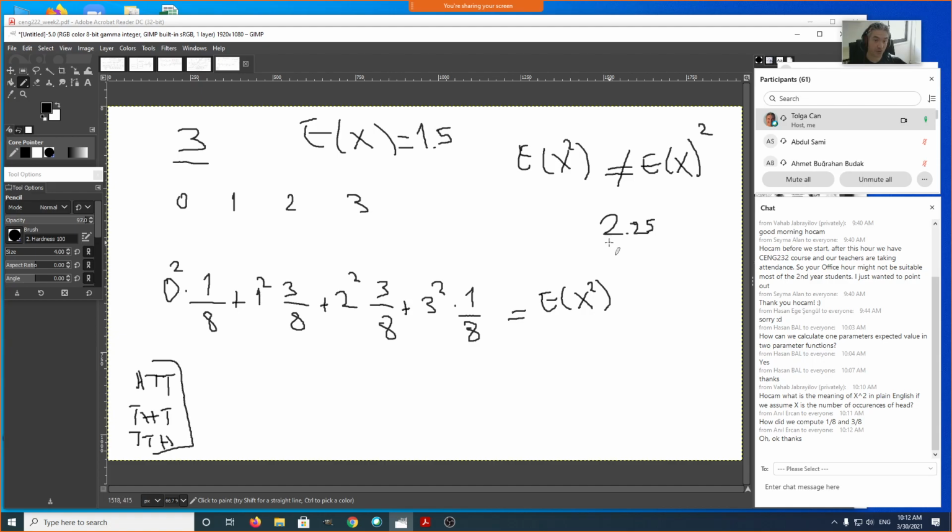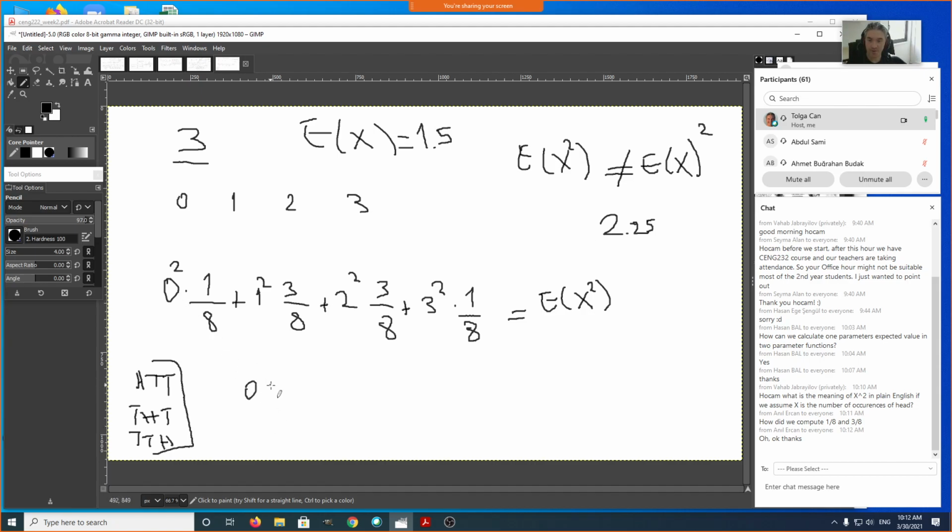So let's see whether it's 2.25. I'm not saying that they're not equal all the time. In some cases, by luck, you may get them equal, but in general this is not true. I hope this example is one of those cases to show you that they're not equal, but if it turns out equal, it doesn't mean that they're equal all the time. All right, so let's compute this.